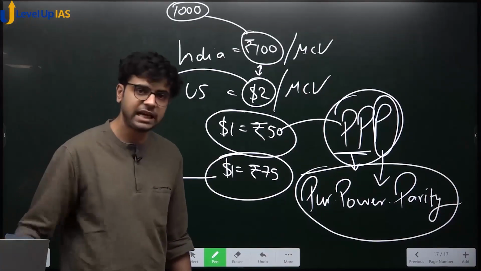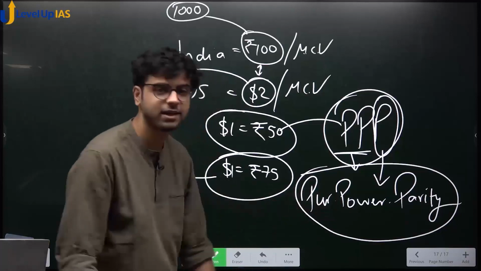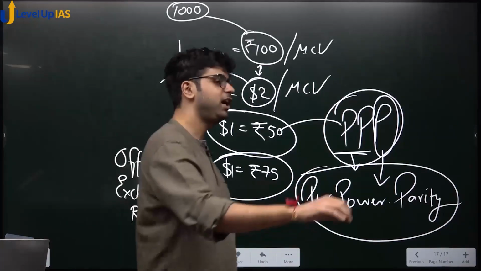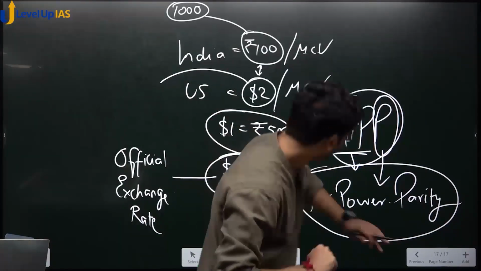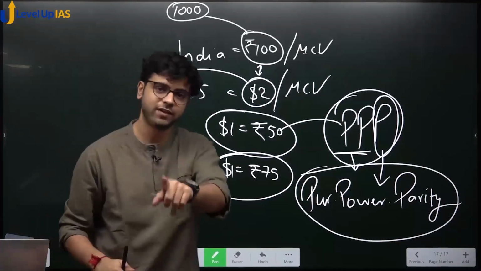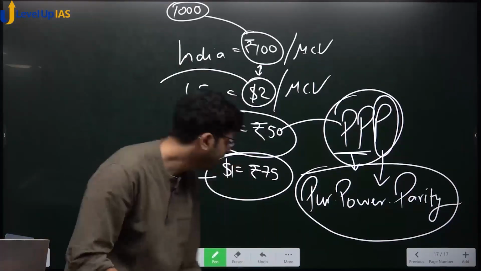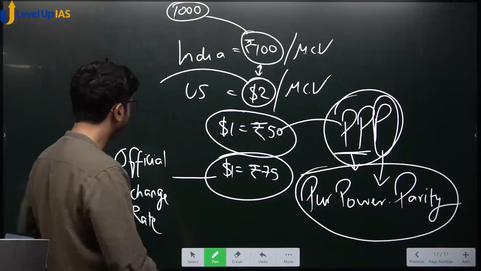Are you understanding this? It is purchasing power parity. So we are the third largest economy in the world in terms of purchasing power parity. We are the sixth or seventh largest economy in the world in terms of nominal GDP based on the official exchange rate.